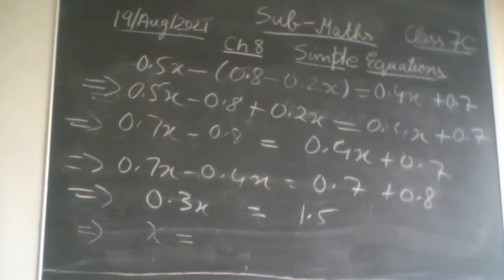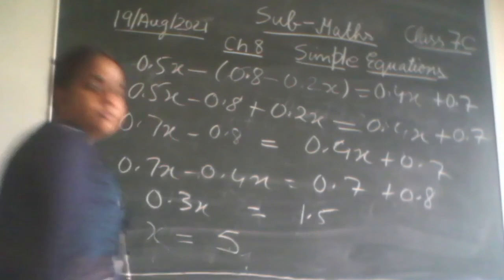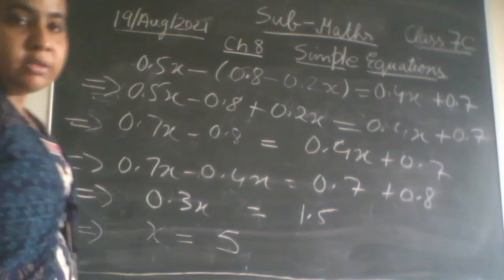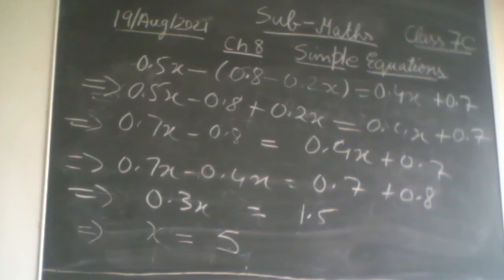1.5 by 0.3, that is 15 by 3. Am I correct? Yes, ma'am. 1.5 by 0.3. The point is after one position, so the decimal will be removed. We are left with 15 by 3. And 15 by 3 is equal to how much? 5. Right? Yes, ma'am.